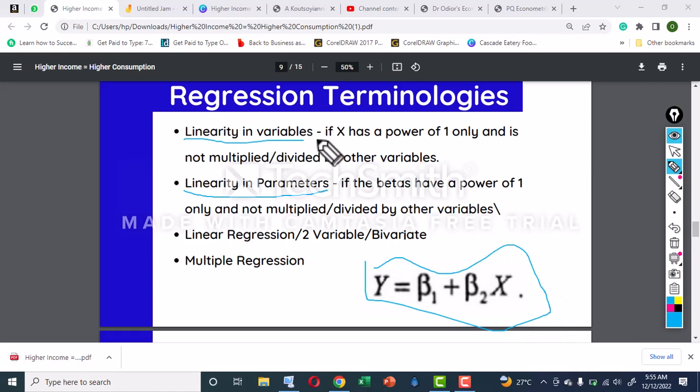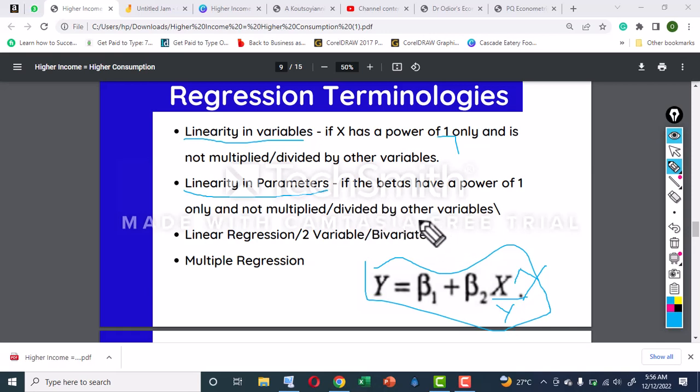If it's linear in variables, it simply means the greatest power of x is 1. If you look at x here, x is power 1, which is the same thing as x. So the greatest power of x will always be 1 for a function that is linear, and it will not be multiplied by another function. We cannot multiply this x by y. If we have xy here, it simply means that it's no more linear in variables, and we cannot multiply it by any other variables or divide it by any other variable like x divided by y. So that's a function that is linear in variables.